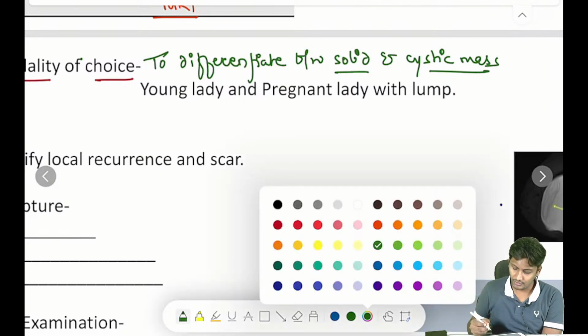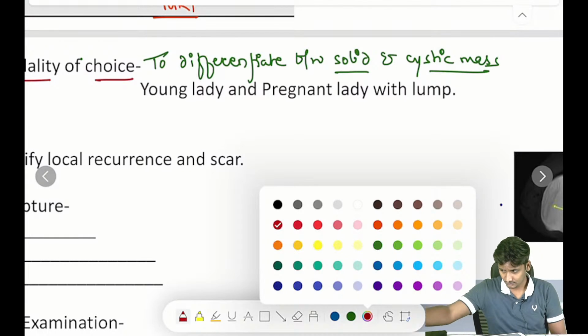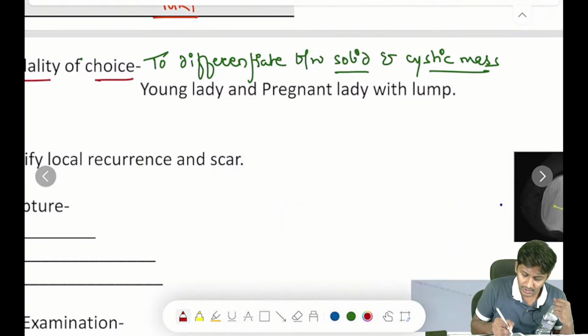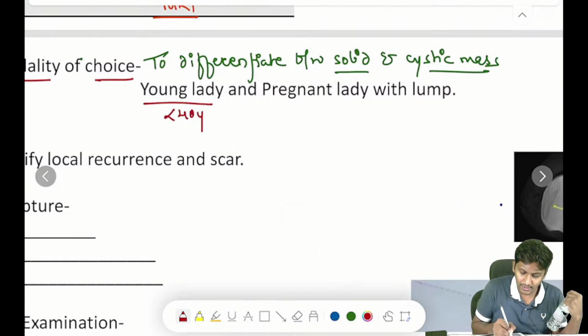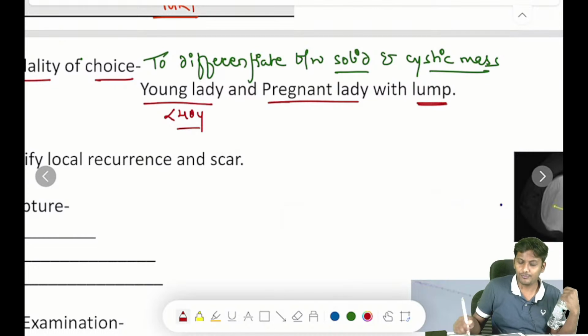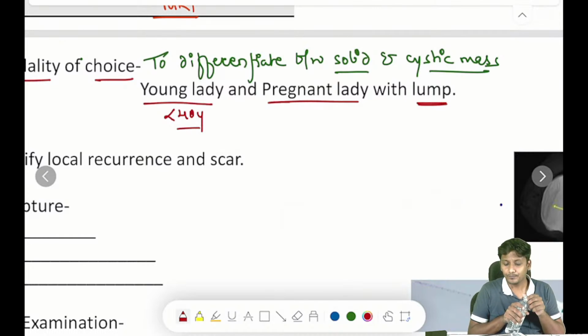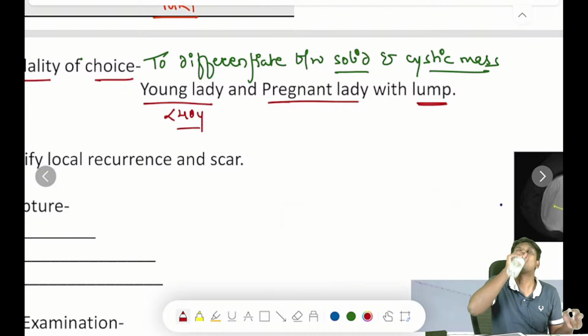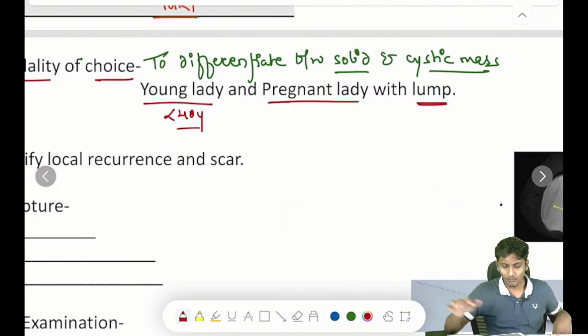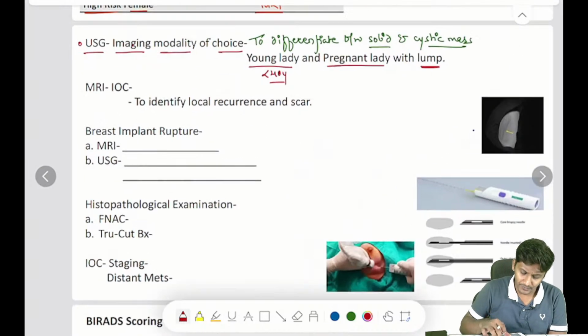Okay? Next important, we have discussed already that ultrasound is also done in a young lady, that is usually less than 40 years of age, and definitely in a pregnant lady for screening of a breast lump. So screening test for breast cancer and investigation for a breast lump in a patient who is young, less than 40 years of age, or a patient who is pregnant. In both the conditions, the imaging modality of choice will be ultrasound itself. Okay? No issues with this, anybody? That has to be remembered.